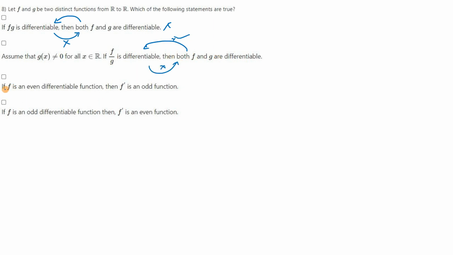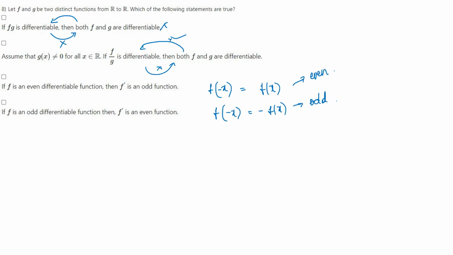Okay, so f is an even differentiable function, then f dash is an odd function. So let's say, what is an even function? An even function is nothing but, if I have f of minus x equal to f of x, then this is even. So if f of minus x is equal to minus f of x, then it is odd. Okay, so now let's consider f of x as even.